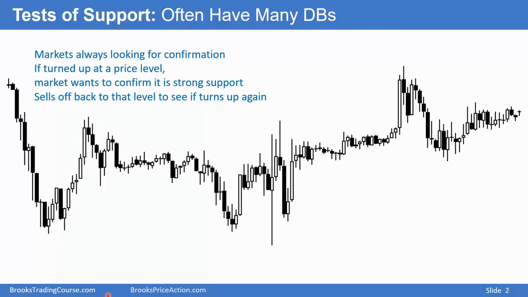Whenever the market does something, it usually has to test what it has done before it decides what to do next. For example, if it's selling off and reverses up, the reversal is usually minor unless there's first a test back down to the original low.